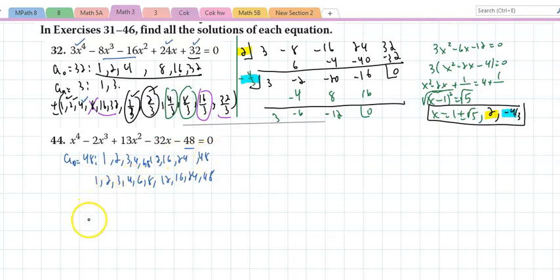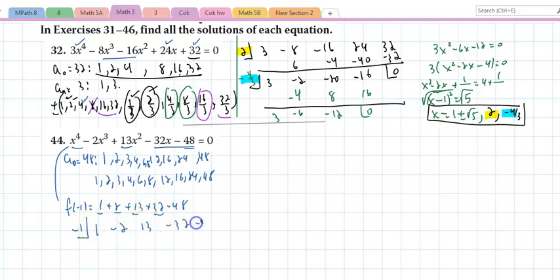So does 1 work? Well, let's see. Not going to work. How about if I put a negative 1 in? F of negative 1, that's 1 plus 2 plus 13 plus 32 minus 48. 32, 34, 35, 45, 48 minus 48. What do you know? That works. Awesome. So a 1, negative 2, 13, negative 32, and negative 48.